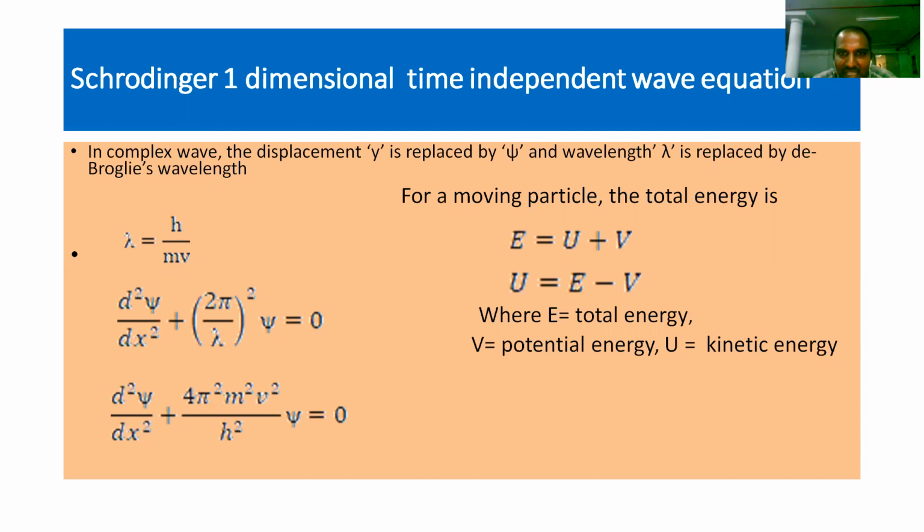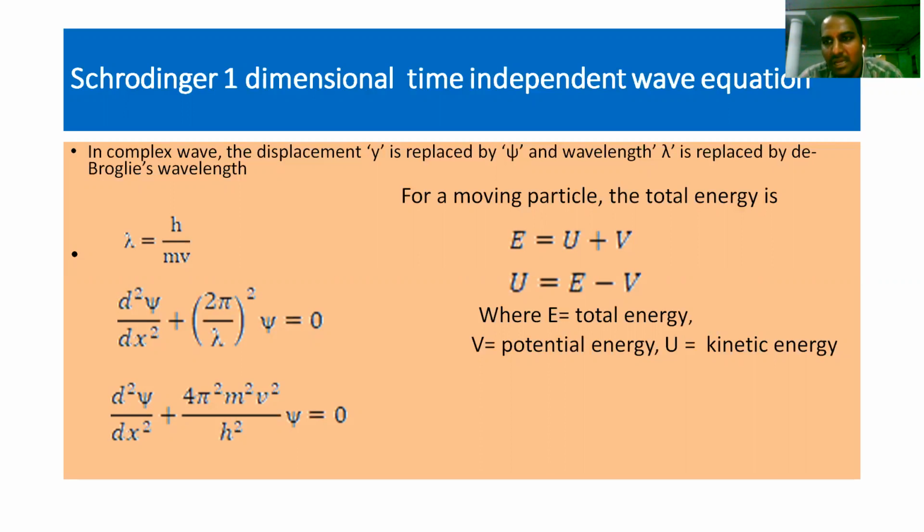So in place of y, we write psi, and in place of lambda, we write h by mv. Therefore, the expression becomes d square psi by dx square plus (2 pi by lambda) whole square into psi equals 0. Then substituting h by mv in place of lambda, the equation becomes d square psi by dx square plus 4 pi square m square v square by h square into psi equals 0.